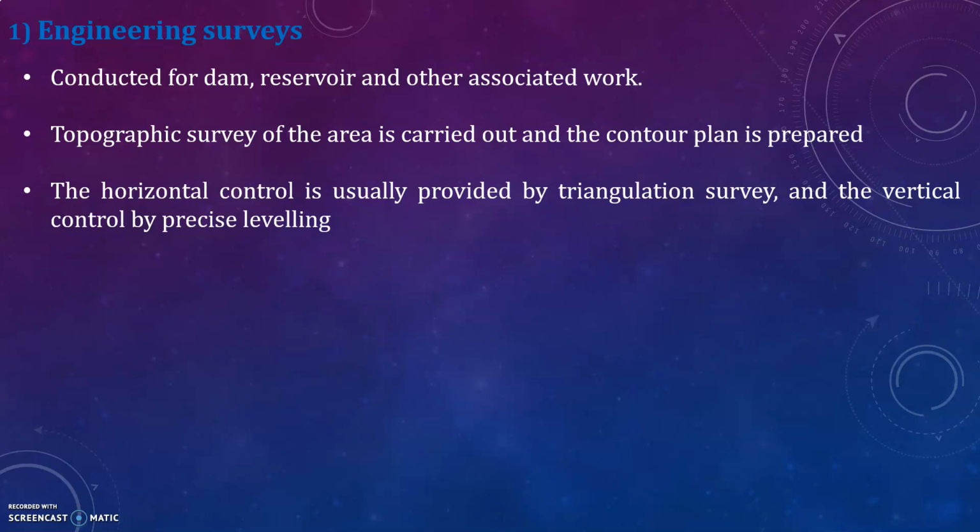The area at the dam site is surveyed in detail and a contour plan is prepared. From the plan, the different physical characteristics are to be prepared, that is the area elevation curve, the storage elevation curve, and a map of the area to indicate the land property to be surveyed. The horizontal control is usually provided by triangulation survey and the vertical control by precise leveling.